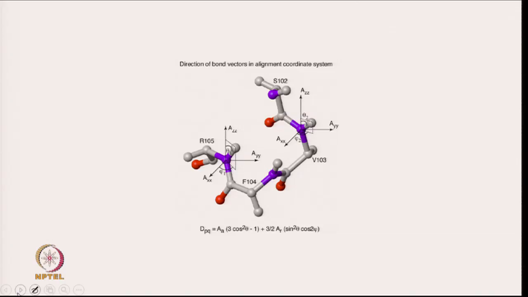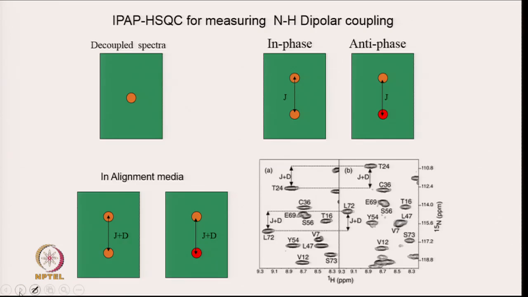This shows how dipolar coupling can be related to the different angles, and using those angle information we can get a more accurate NMR structure. So, this is the way in which dipolar coupling measurement is done.